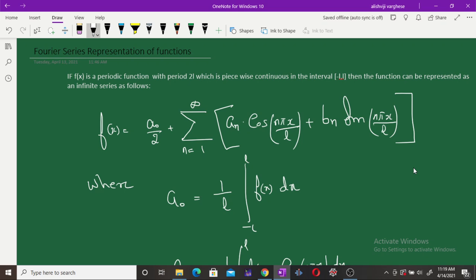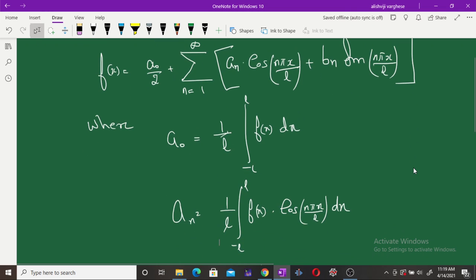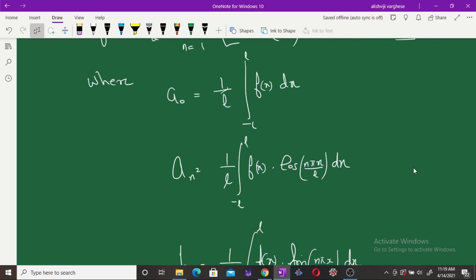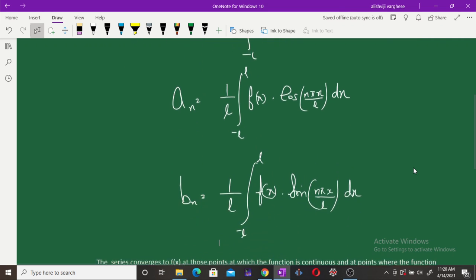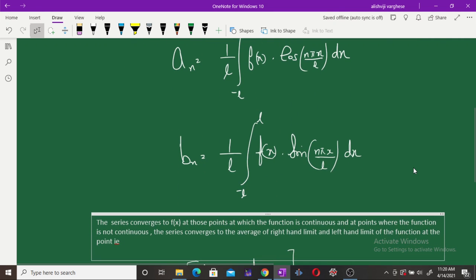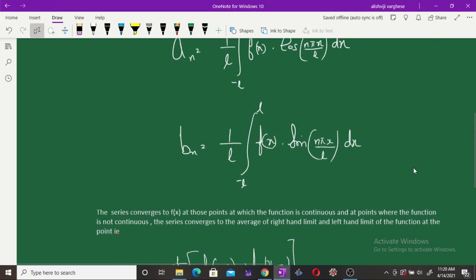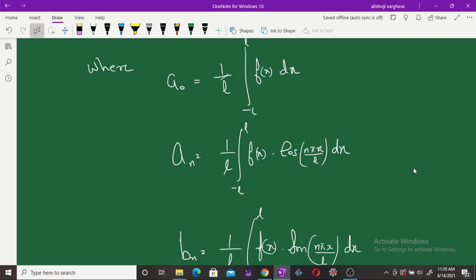So here the values of the Fourier coefficients: a naught is given by 1 by L into integral minus L to L f of x dx, and a n is given by 1 by L into integral minus L to L f of x into cos n pi x by L dx, and b n is given by 1 by L into integral minus L to L f of x into sin n pi x by L dx. These formulas are known as Euler's formulas, and this will give the Fourier coefficients.